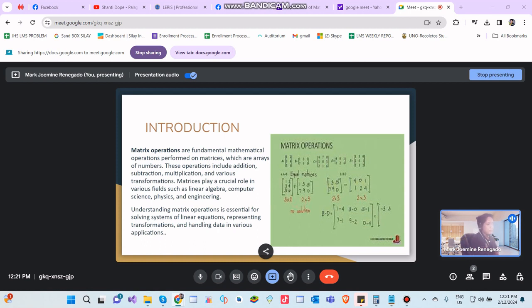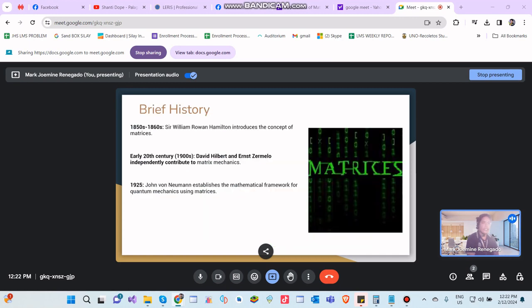Understanding matrix operations is essential for solving systems of linear equations. This is used to solve problems, represent transformations, and handle data in various applications. So that's the introduction of matrix operation. We go now to the next slide. We have here the brief history.